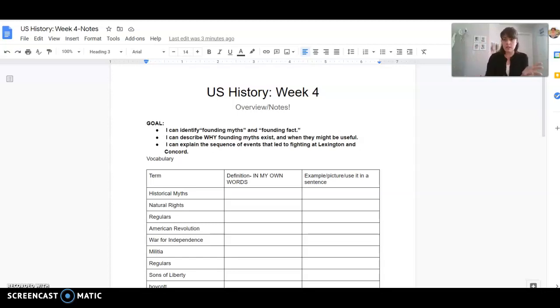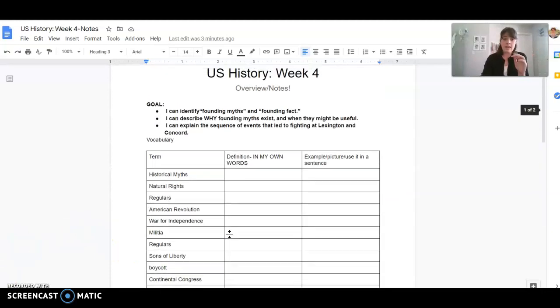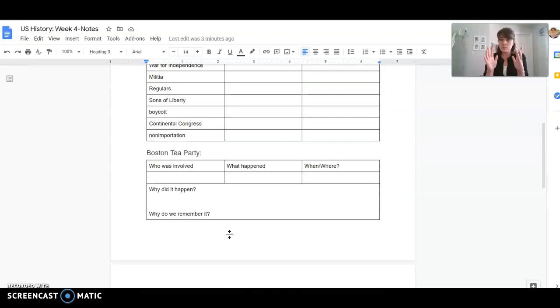Okay, so a little bit about your notes this week. You have your vocabulary section, just like you had last week. And then for each of these events that we're talking about this week, I've got a graphic organizer for you. I want you to tell me who was involved, so this is going to be people's names, what happened, just a brief summary of it, and then when and where it happened. This doesn't have to be super specific, but knowing that this happened in New England or in Massachusetts will be helpful. Then I want you to tell me why it happened, so some of the events that led up to it, the causes, and then why we remember it. So why is it important?